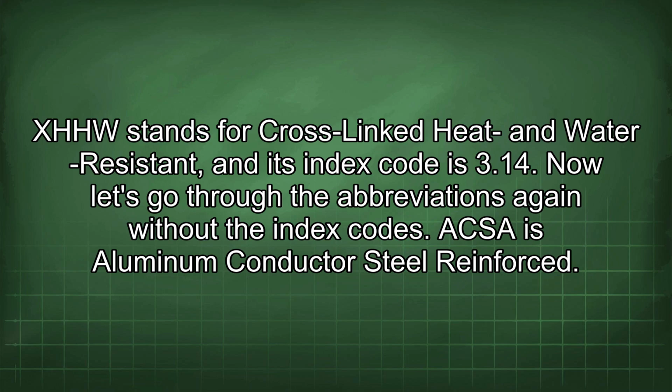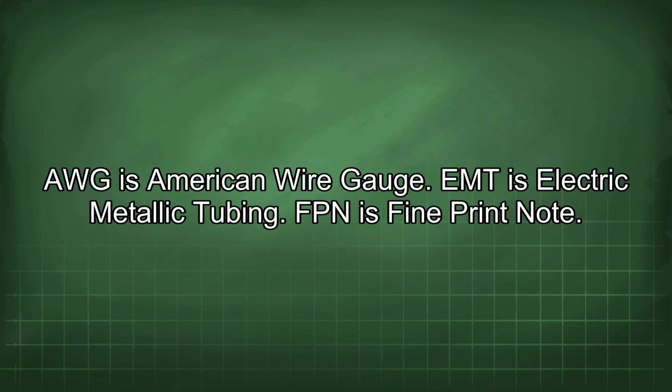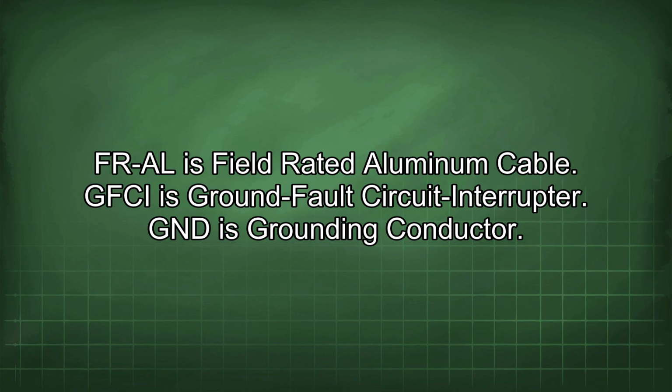Now let's go through the abbreviations again without the index codes. EXA is aluminum conductor steel reinforced. AWG is American wire gauge. EMT is electric metallic tubing. FPN is fine print note. FRAL is field rated aluminum cable. GFCI is ground fault circuit interrupter.